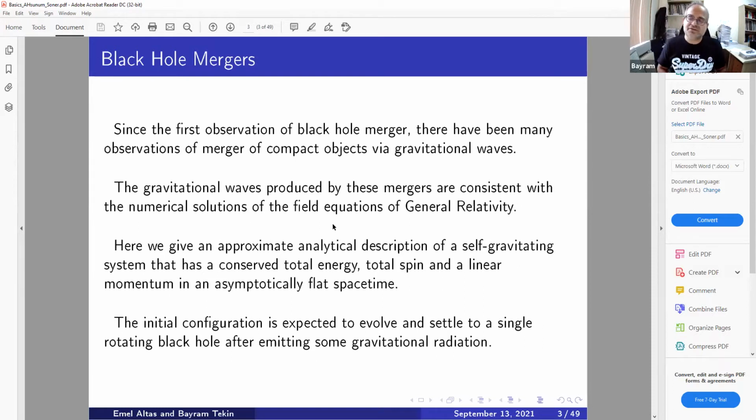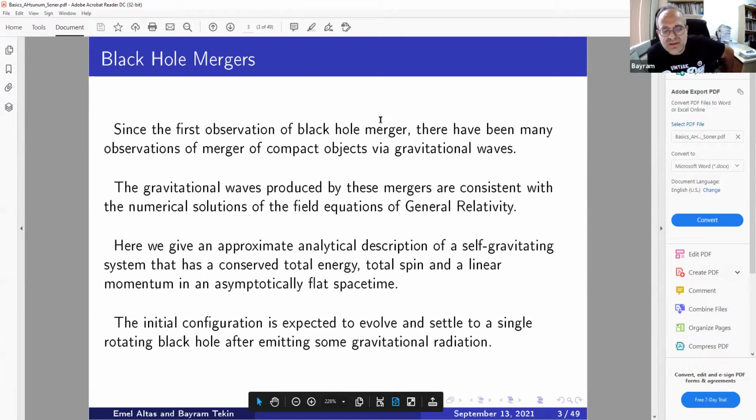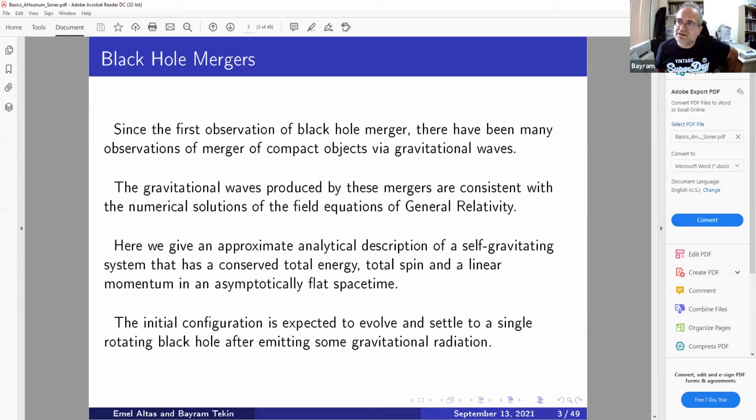Since the first observation of black hole merger, I think it was in 2015, there have been many observations of merger of compact objects. And these observations have been with gravitational waves and other techniques, actually, when one of the collapsing objects is a neutron star, or two of them are neutron stars. Essentially the gravitational waves, the profile of the wave, the amplitude and the change in the frequency produced by these mergers are consistent with the numerical solutions of general relativity. This seems like a simple statement, but it is actually rather remarkable. Whatever we observe, in fact, it is almost a tautology, because we can explain our observation by looking at the general relativity equations.